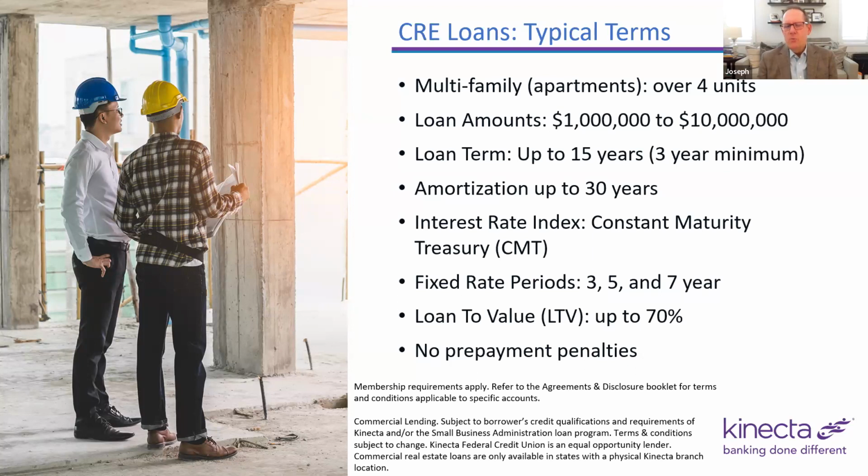Unlike a home loan that amortizes over 30 years, a commercial loan has a maximum term of 15 years and will have a balloon payment at the end of those 15 years. But it does come with a 30-year amortization. The purpose being that it maximizes the cash flow to the property owner.